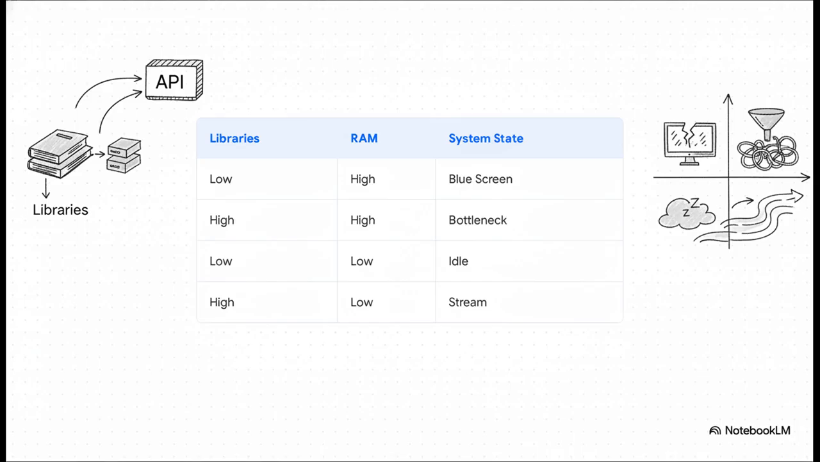Our ultimate goal here is to act as an external API. We want to provide the libraries for them so we can seamlessly move the user toward that high libs, low RAM stream state, completely without crashing their system.